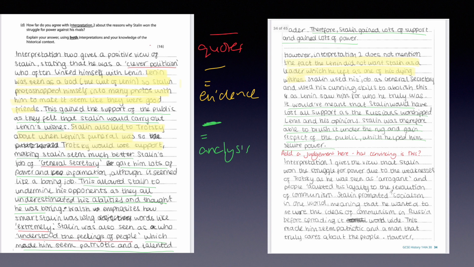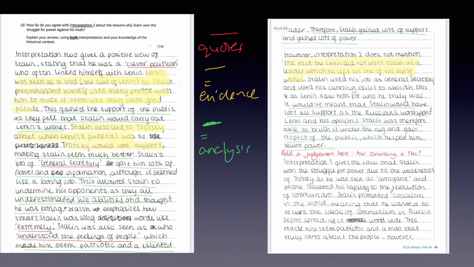Now, I would add in there how convincing it is to me, okay, whether I agree with it or not, who often linked himself with Lenin. Lenin was seen as a god, the cult of Lenin, so Stalin photoshopped himself into many photos with him to make it seem like they were good friends. Okay, so that's really good detail, that's really good evidence. So then we're going to our analysis. This gained the support of the public as they felt that Stalin would carry out Lenin's wishes. So we're thinking about consequences for the reasons why he wins.